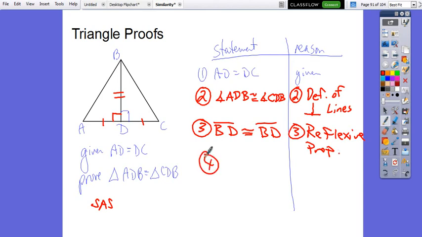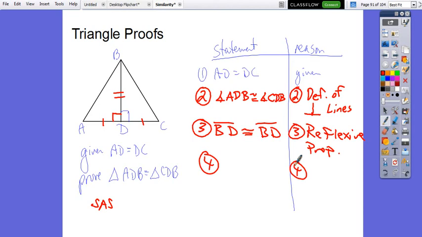I love proofs. They're maybe my favorite part of math, because it's like solving a problem. I don't know, I just feel a sense of accomplishment every time I do one.